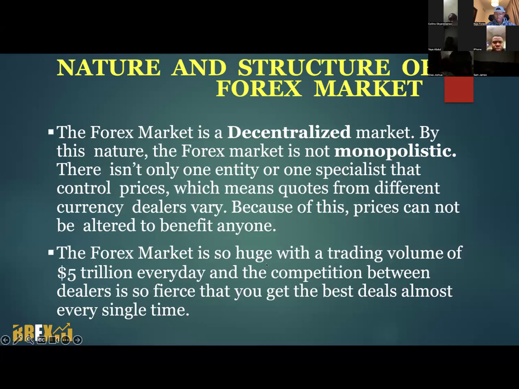The forex market is huge, with a trading volume of 6 trillion, like I said, 6.6 now, every day. And the competition between dealers is so fierce that you get the best deals almost every single time, right?